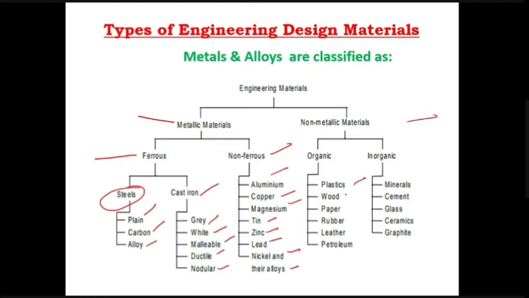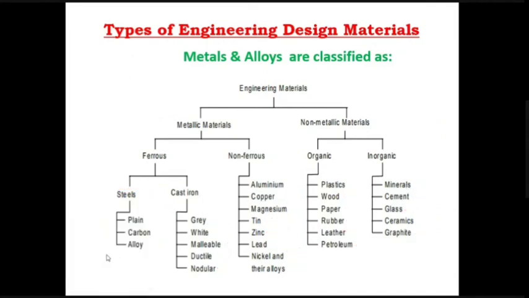And in non-metallic materials: plastic, wood, paper, rubber, leather, petroleum, and inorganic ones like mineral, cement, glass, ceramic. Organic means available in nature. Inorganic means manufactured by industries. Okay. So these are some engineering materials which are specifically used in machine design. Is it clear? I hope you understand this. Okay.